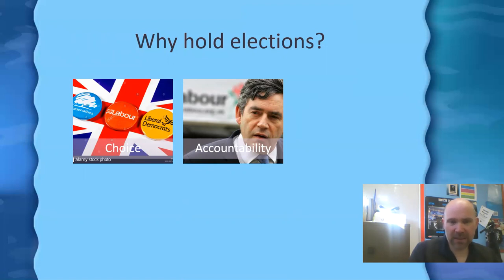Second one, accountability. The ability to hold politicians to account for what they have done and say, yes, I like what you're doing, keep ruling, or to say, no, I don't like what you're doing, out you go. And the reason why I've put Gordon Brown there is because he was the last prime minister to be voted out by the electorate. If you think about the ones since then, David Cameron, Theresa May, Boris Johnson, all of them were removed between elections, which is perhaps one of the quirks of our system. But Gordon Brown was the last person to actually be voted out.